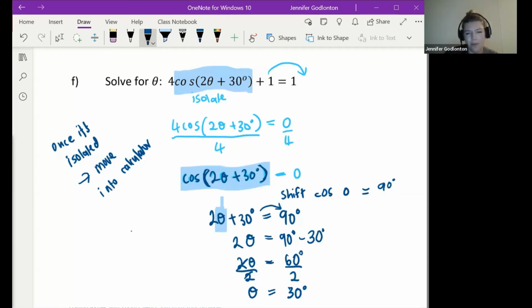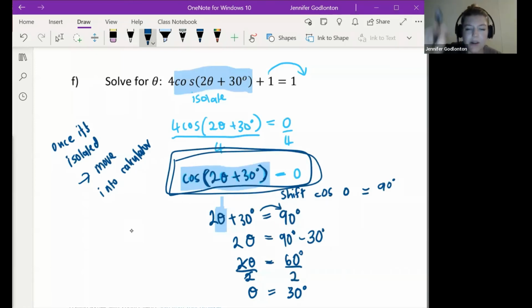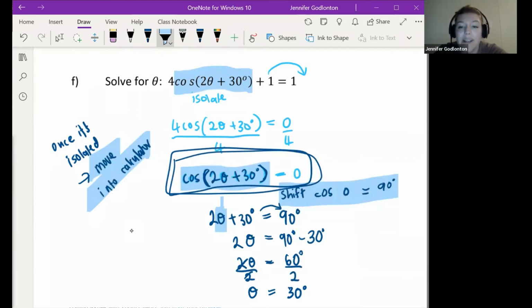Ma'am, can you please explain what happens after dividing by 4? Okay, so when we get to this point over here, once we've isolated the cos with its brackets, that's when we move into the calculator. So all we're saying in the calculator is shift cos 0 is equal to 90 degrees. So we're saying that that's equal to 90. So now we're saying everything in that bracket. So think about it as our triangles as we've been drawing.